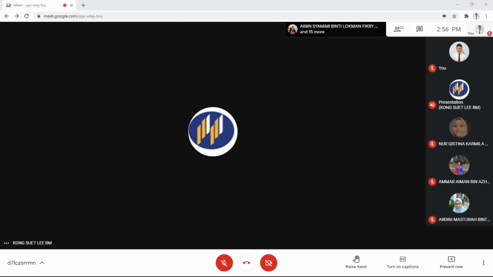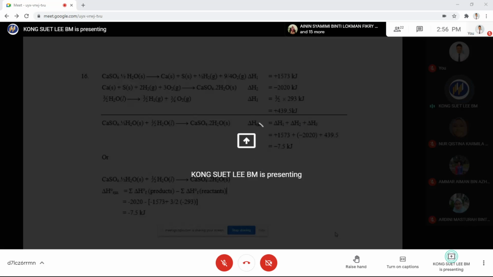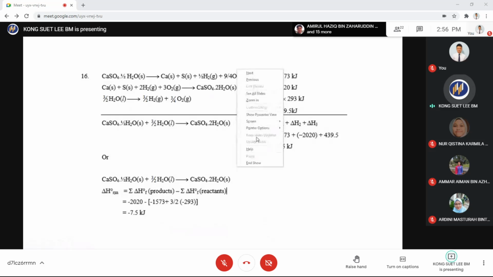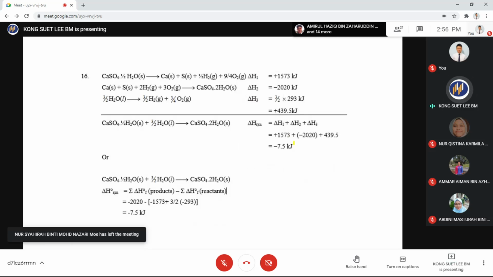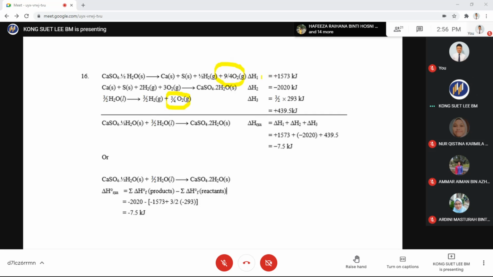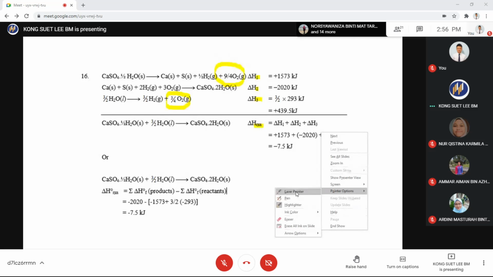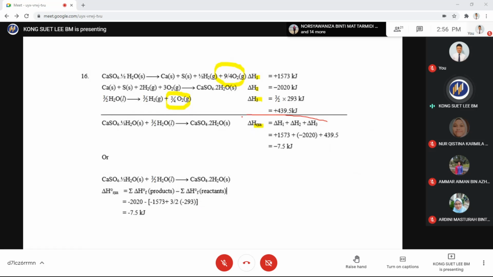Okay, everybody, please check your answer. Just now, Christina, please take note. Here is 9/4 oxygen, then here is 3/4 oxygen. Please make sure that you label enthalpy 1, enthalpy 2, enthalpy 3, and after that, the last one is enthalpy of reaction. For this whole thing, you need to rewrite it again so that you can get negative 7.5 kilojoule. So this one, double line, enthalpy of reaction. This is by using the Hess law method.